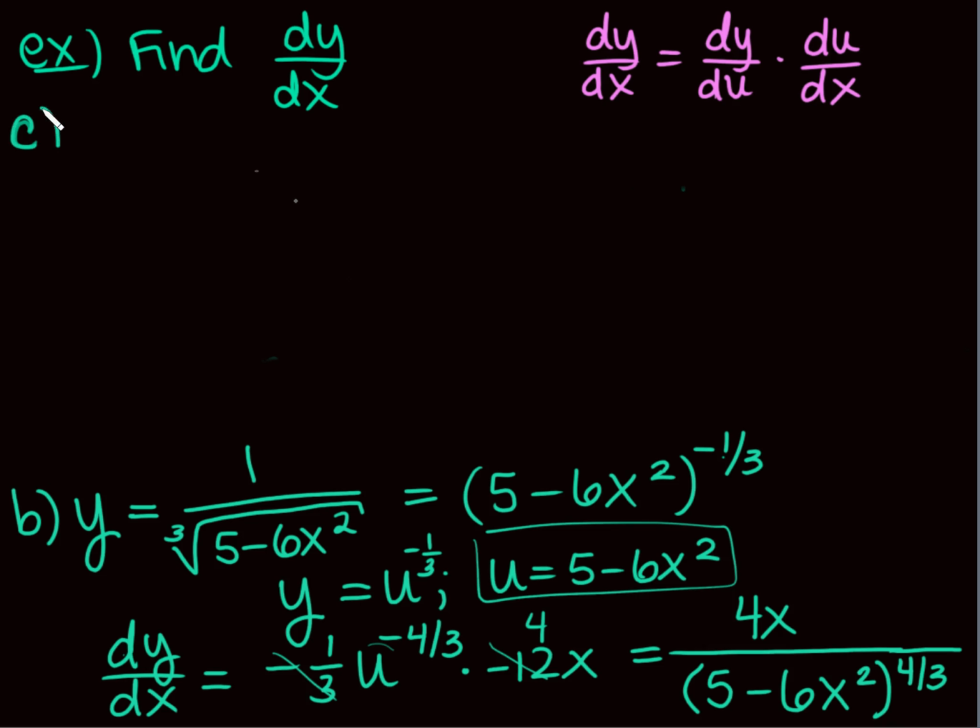All right, so part C. I'm going to steal this one from your book. Well, it's one similar to it. Let's look at y equals cosine cubed of x.